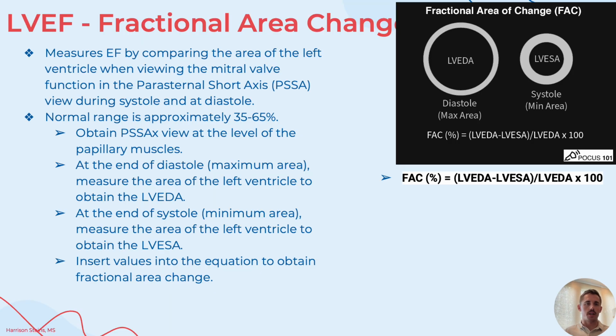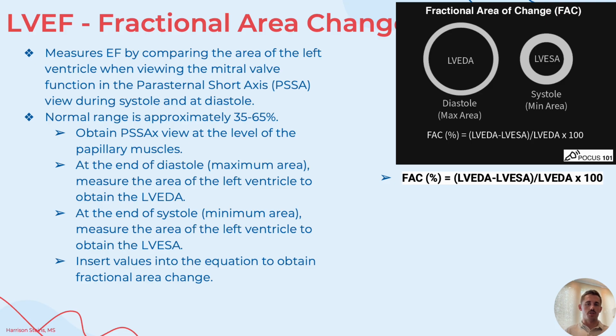So the next way that we can estimate ejection fraction is pretty similar. Instead of taking shortening of two walls, we're going to take the overall area change of the left ventricle. I think that this image here on the right has a very intuitive way of thinking about changing the area, the volume, and measuring the size of that container, the left ventricle, while it's being filled and then while it's squeezing out. So we compare the area of the left ventricle when viewing the mitral valve function in the parasternal short axis view during systole and diastole.